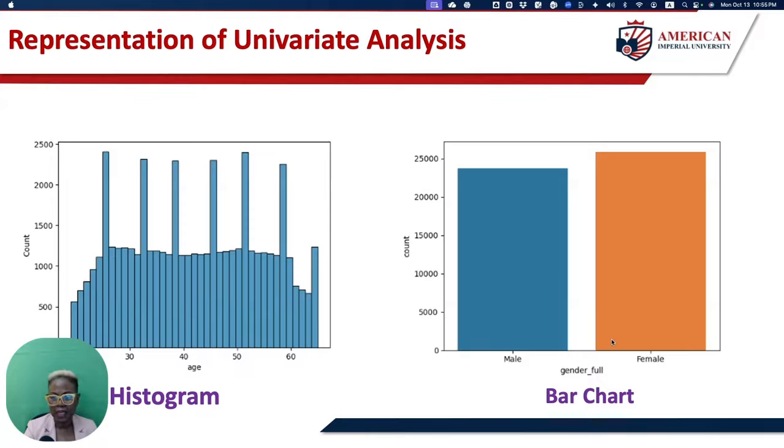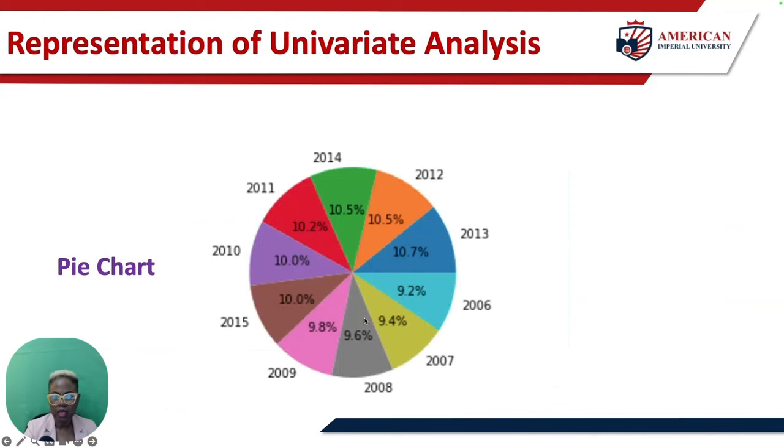And then for the categorical data, we would use a bar chart. So male and female in this case, or if we have different groups, different countries represented, or different states, we would use a bar chart. They show a simple count of each of the categories. We also use pie charts.